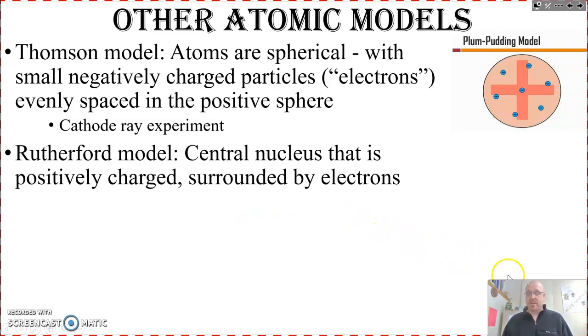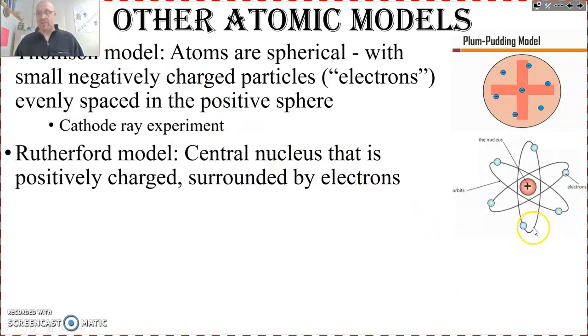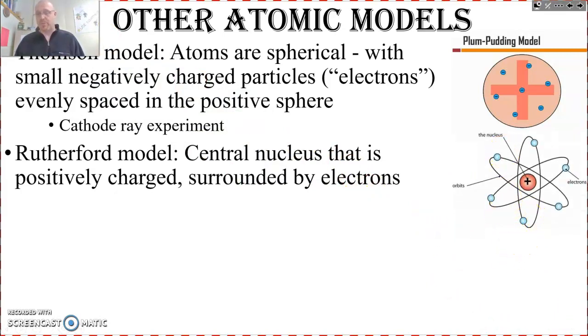Rutherford came after Thomson, and Rutherford disagreed with Thomson. He basically said, no, we have a central nucleus, and it is positively charged, and surrounding that are the electrons. And so this is the model that Rutherford put forward. And this is a very familiar one. It's a very common one that's shown today. We have a positive nucleus, and the negative electrons are on the outside.